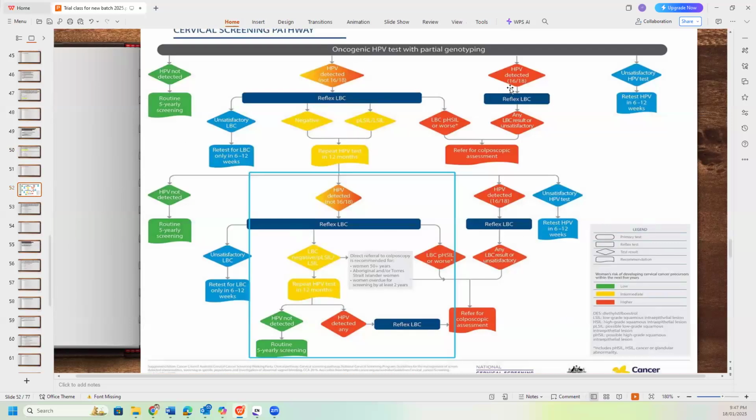Just remember that if you have genotyping done, you need to follow it by a leukocyte-based cytology. If you have low SIL, then you need to repeat the testing again in 12 months. If it's again low SIL, then you have to repeat it again in 12 months. If it is consistently present, then you have to refer to the gynecologist. If it's a high SIL or if it is HPV 16 and 18, then you need to refer to colposcopic assessment. Pretty straightforward. If it is unsatisfactory, you repeat it again in 6 to 12 weeks.